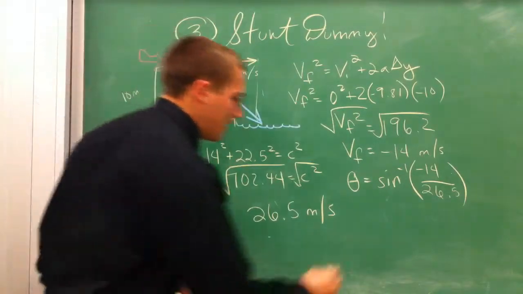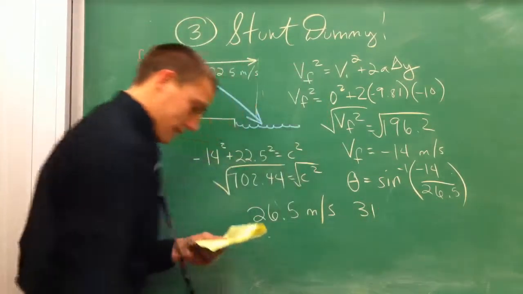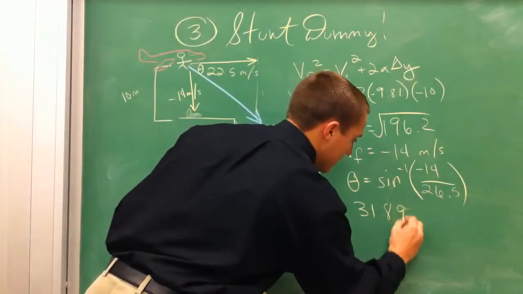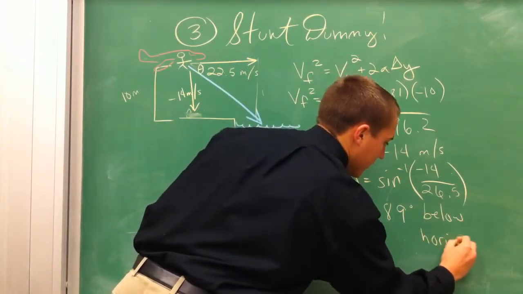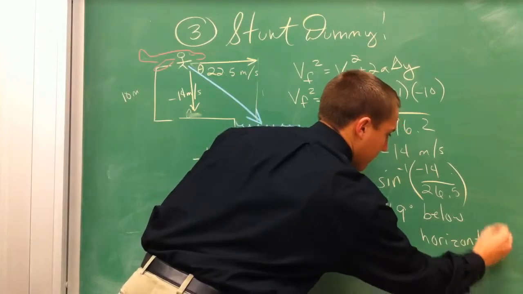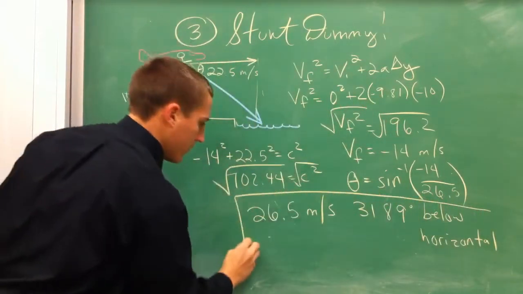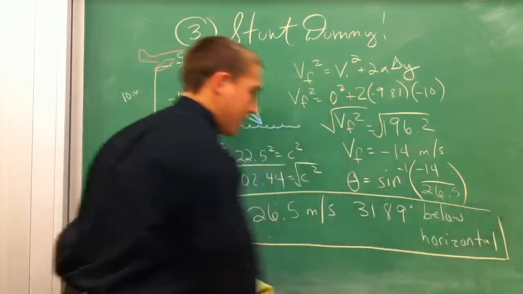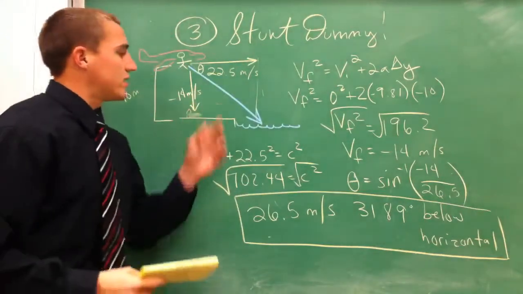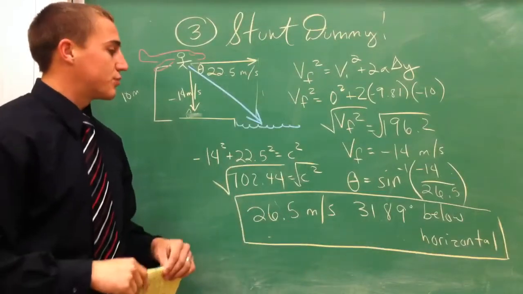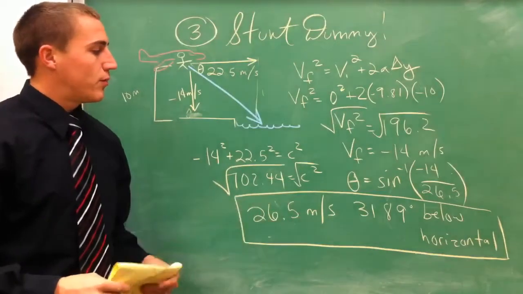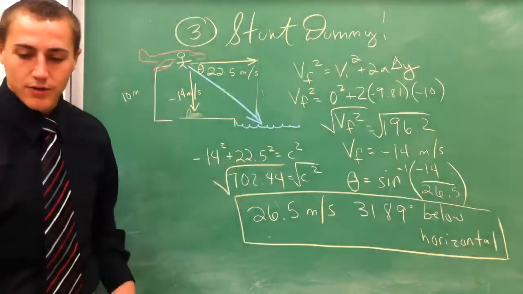And our theta will be 31.89 degrees below horizontal. And that's to say, the instant that our stunt dummy strikes the ground, he'll be moving 26.5 meters per second at 31.89 degrees below the horizontal.